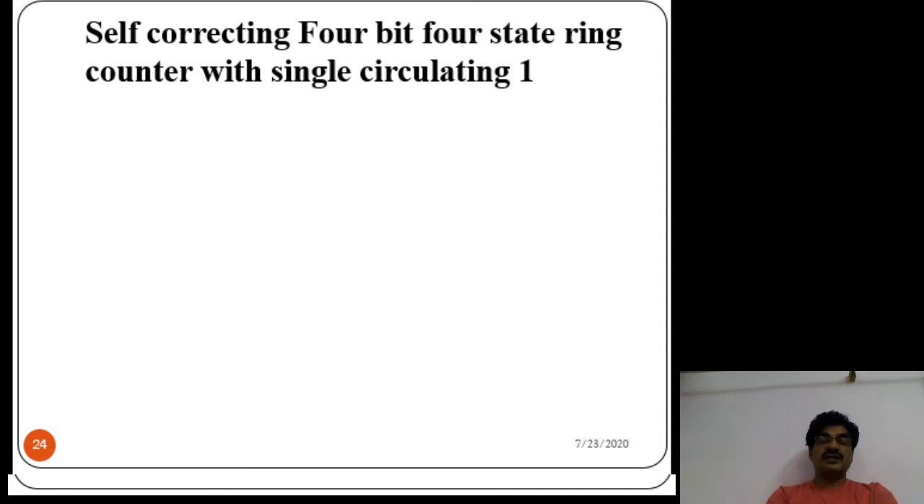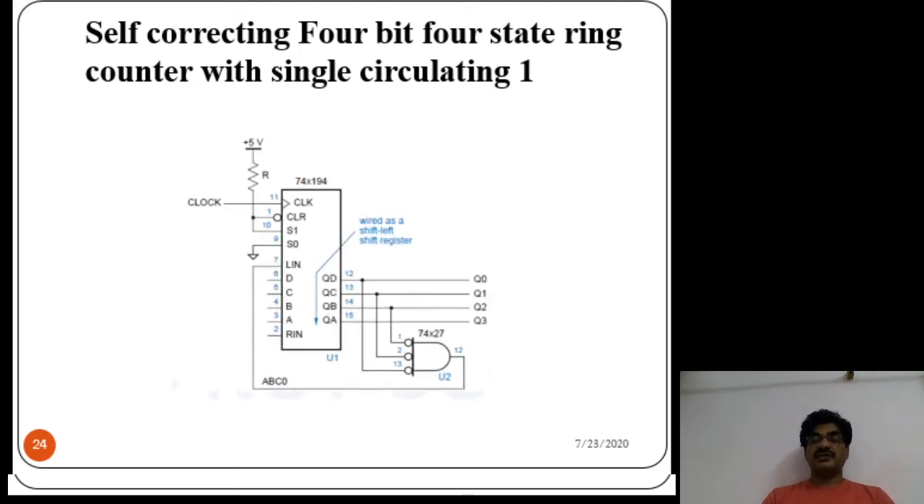Because of any error, if the state is other than these 4 states, the circuit has to be self-correcting, that is, it automatically has to come back to one of these 4 states. For that purpose, you need to make some modifications in the design. What is that modification, and how does it come back from a different state to one of these 4 states? So the correction is like this.